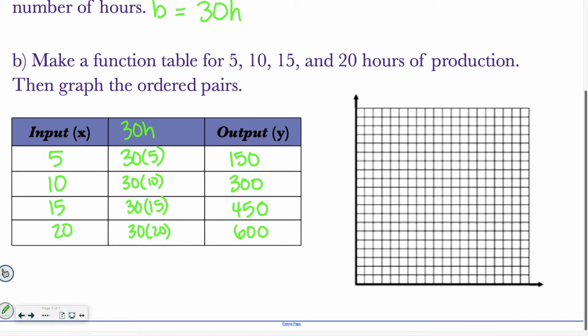Okay? This question did not ask me to list the domain and range, so I can skip that step and go straight to making a graph. So if I make a graph of this problem, I'm going to put hours on the x-axis because it is the input, right? So 1, 2, 3, 4, 5, 7, 8, 9, 10, 15, and then 20 is over there. And then I'm going to go by 50s. So 2 lines would be 100.